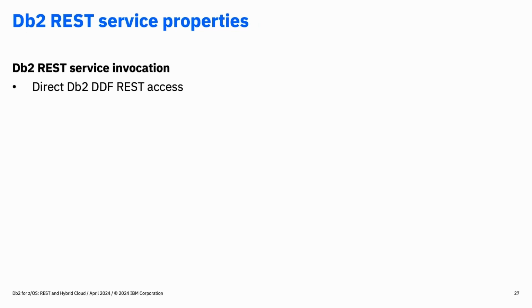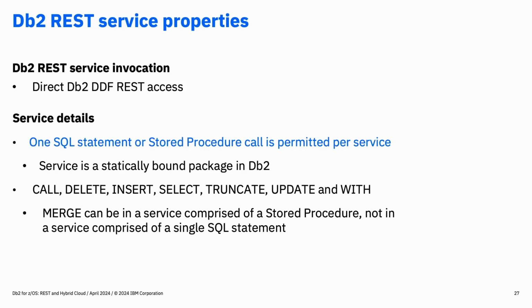So how do we actually use a DB2 REST service? A DB2 REST service will be invoked using direct DB2 DDF REST access, the distributed data facility. That access is what REST services can be invoked through. And a service consists of a SQL statement or a stored procedure call. In a service, you're going to have one SQL statement or one stored procedure call per service, where a service is a statically bound package in DB2. So they're just read in DB2 as a normal statically bound package.